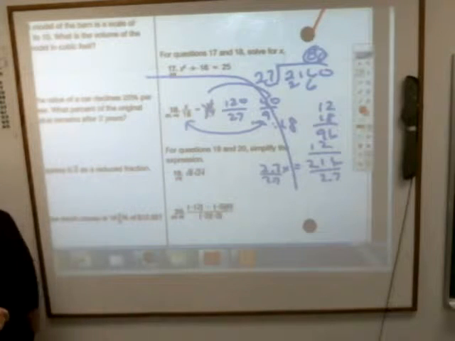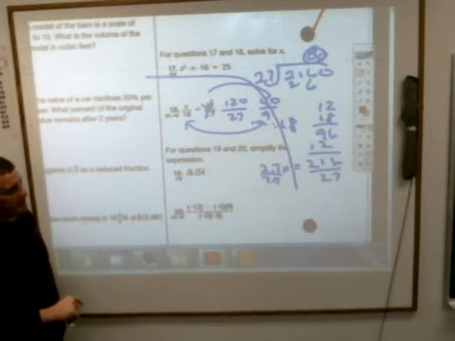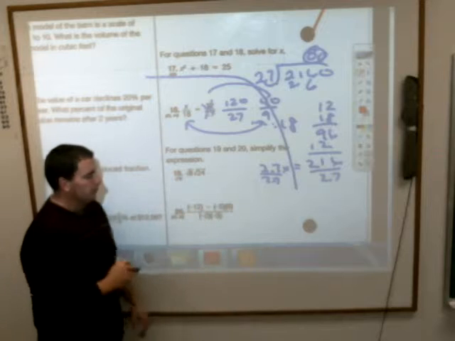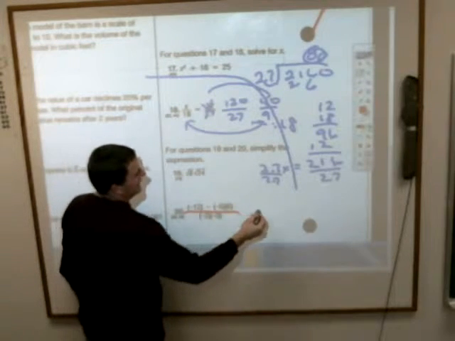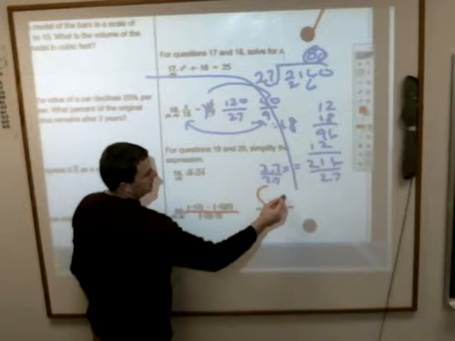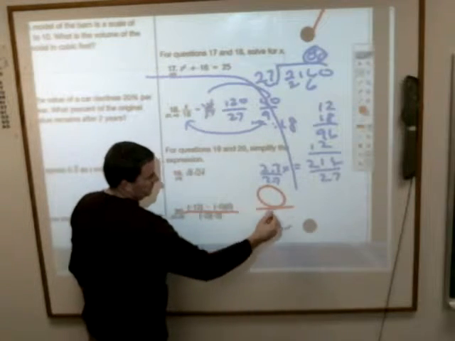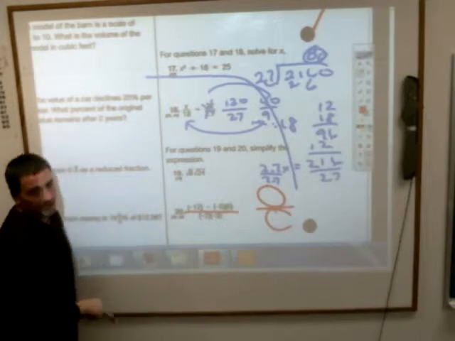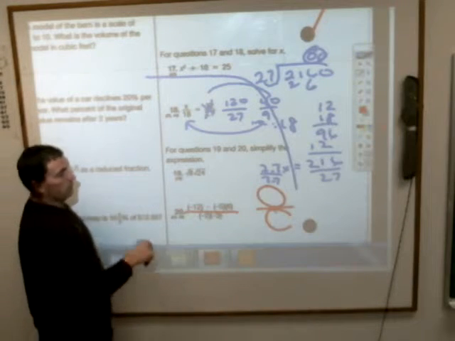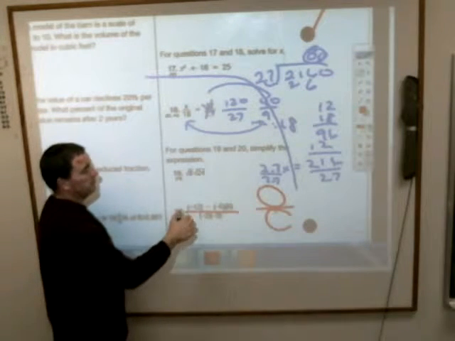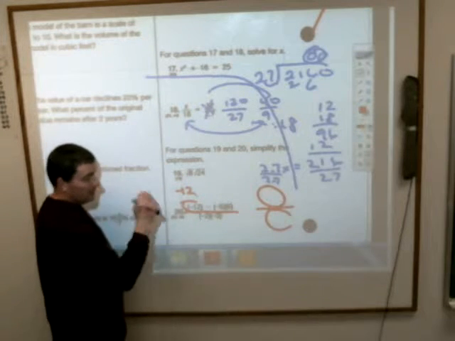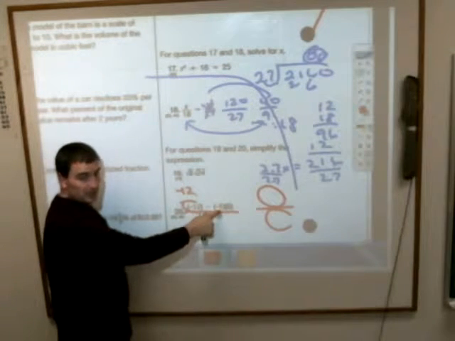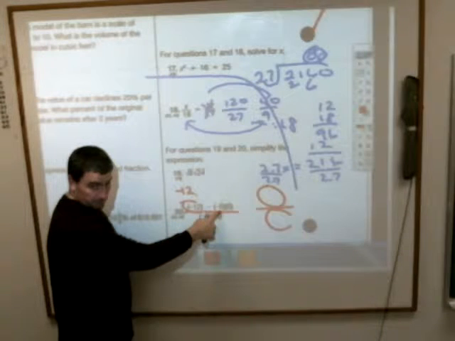Jackson, once again for number 20. You have to look at the fraction bar as a grouping symbol. You have to get the top down to one number and the bottom down to one number, and then you're going to divide the bottom into the top. So the top has 2 parts. You have this negative 12, which doesn't change. But over here you have 5 times 6, which is 30.